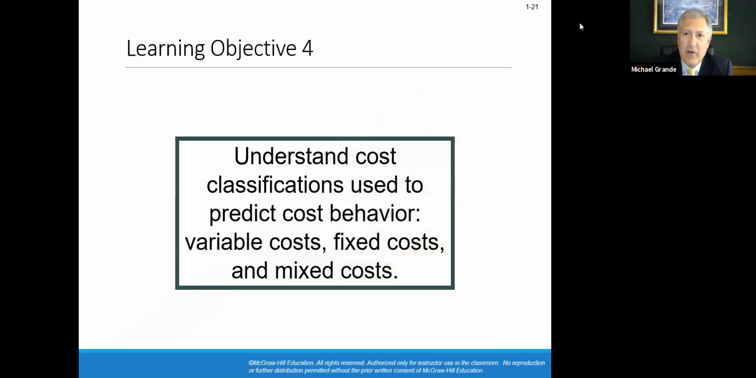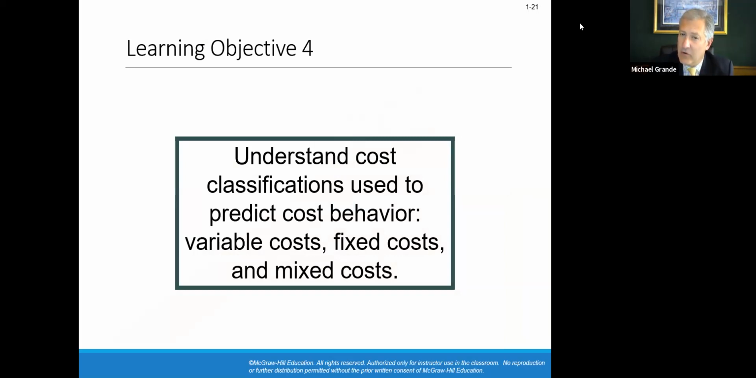Learning objective 4, understand cost classifications used to predict behavior. Now we're going to spend several chapters trying to estimate profit. What would profit be? Sales minus expenses equals net income equals profit, right? But if we're projecting and estimating, it has nothing to do with journal entries. It has to do with cost formulas and assumptions.